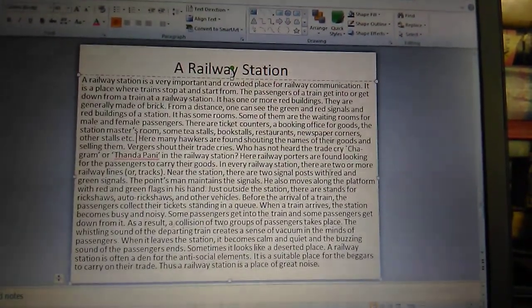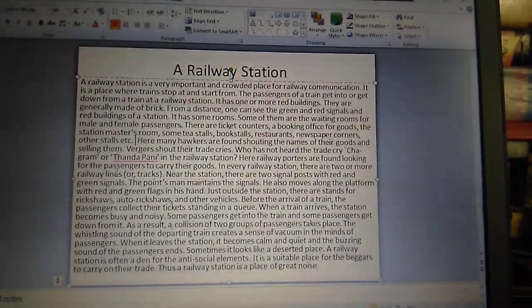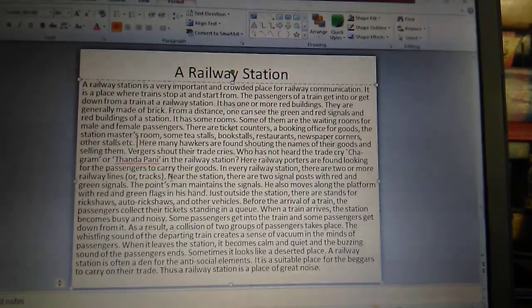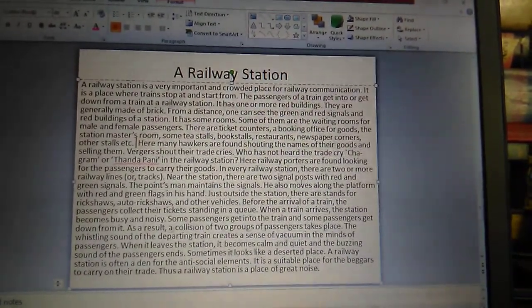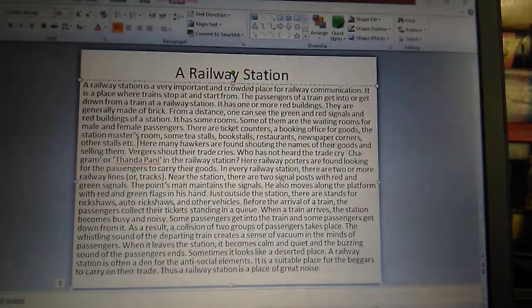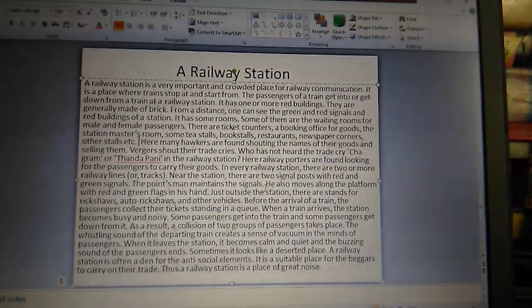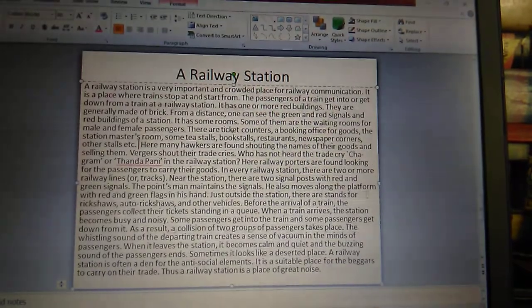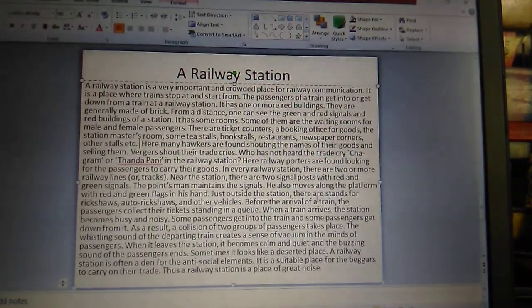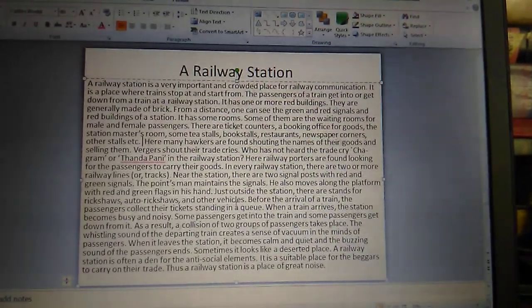In every railway station there are two or more railway lines, one for departure, one for arrival, and more for station necessity. Near the station there are two signal posts with red and green signals. You always see a red light and a green light. The pointsman maintains the signal. There is a man with a flag who maintains the signal. He also moves along the platform with a red and green flag in his hand. Just outside the station there is a stand for rickshaws, auto rickshaws, and other vehicles. Very common.